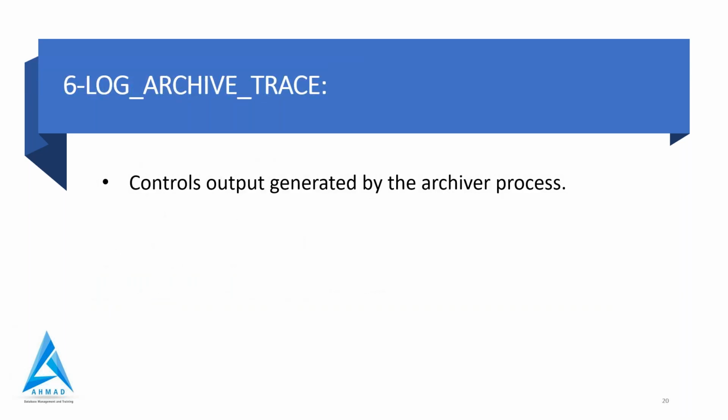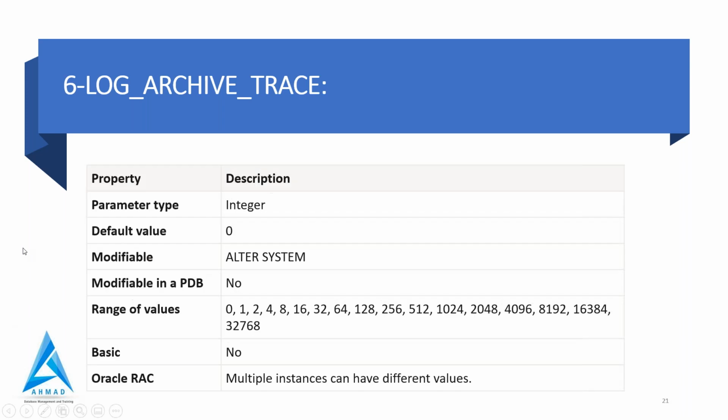And the sixth parameter is log archive trace. Basically, it controls the output generated by the archiving process. We should set this in a Data Guard configuration so that if any problem happens, you can check the trace file location, open the trace file, and check what the problem is, why archiving is not applying or not transferring. Here you have values 0, 1, 2, 4, 8, 16, like that, and every value has a different meaning. It is modifiable by the alter system command. In PDB it is not modifiable. In RAC multiple instances you can have different values.